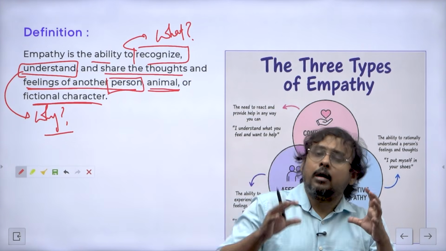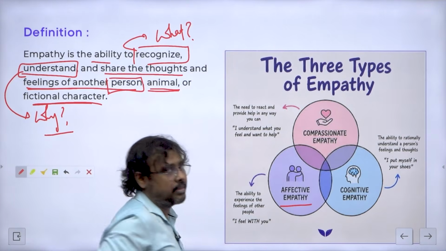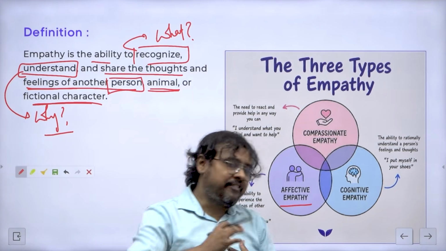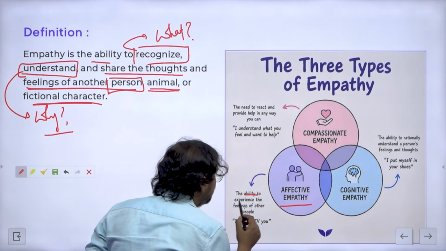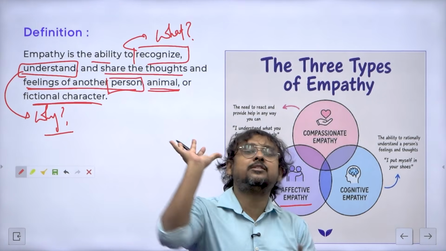Okay. Three types of empathy. The first kind is your affective empathy. What does it mean? Affective empathy means the ability to experience the feelings of the other people, right? It is the genesis of your empathy.